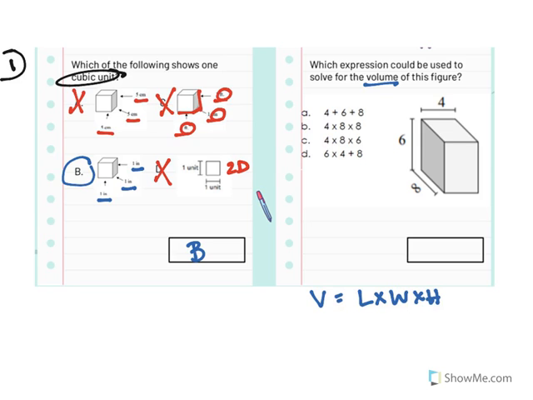I can see the length of this figure from side to side is 4. The width from front to back is 8. And the height of it from top to bottom is 6. I need to find an expression that has all 3 numbers being multiplied. C is the only one that has all 3 of my numbers and showing them being multiplied.